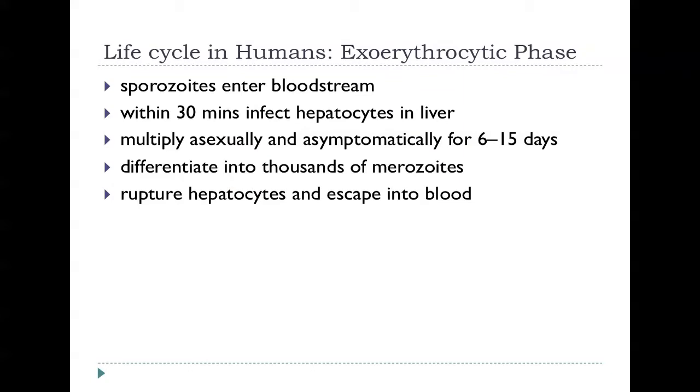So just to put that in words, the sporozoites enter the bloodstream. Within half an hour, they've got into the liver. So there's a very short window of opportunity in terms of targeting the sporozoites as they come in. They get into the liver, they multiply asexually and asymptomatically. The person doesn't even know they've been infected for a week to 2 weeks. They differentiate into these merozoites, thousands and thousands of them, and then the liver cells, the hepatocytes, get ruptured, and these merozoites escape into the blood.